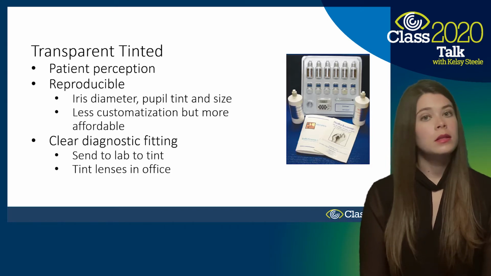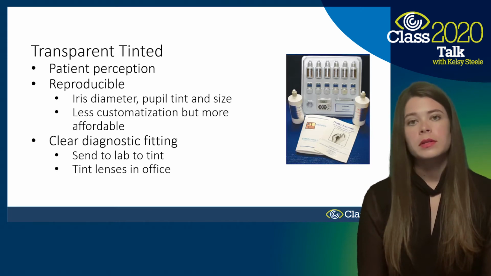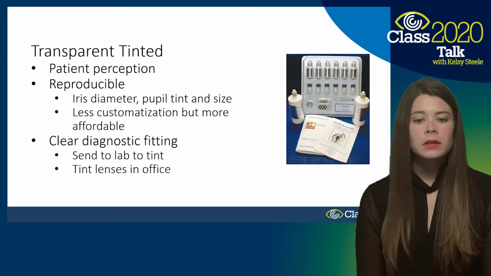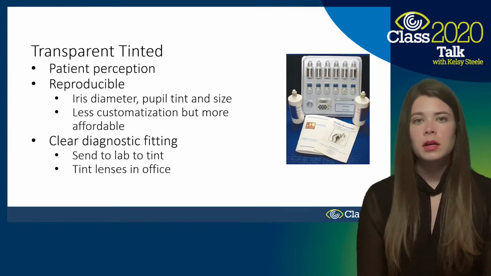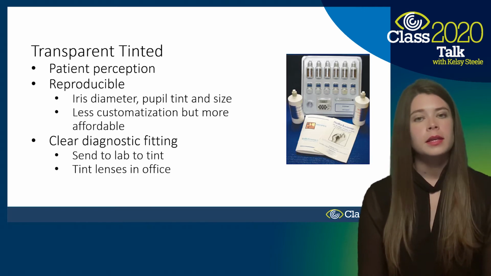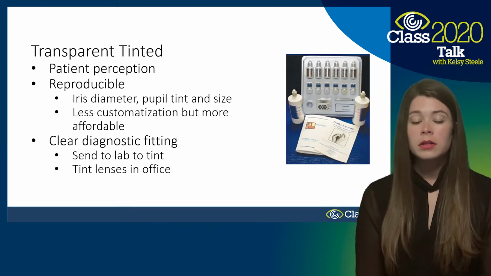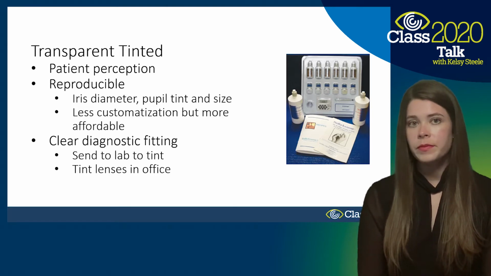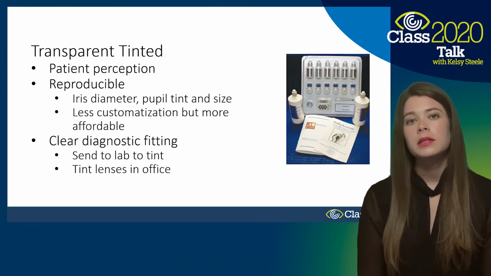You can choose to tint the pupil or not tint the pupil, and then you have some variability as far as the size of the tint. It's a little less customized, but it's a lot more affordable. So depending on what your goals are, this may be an appropriate option for your patients. Similarly to the other ones, you can start off with a clear diagnostic fitting to get your base curve and get your OAD. You can either send your lenses to the lab to tint. So you choose your lens, you try it on, and you just send a trial to the lab and they will tint it for you.